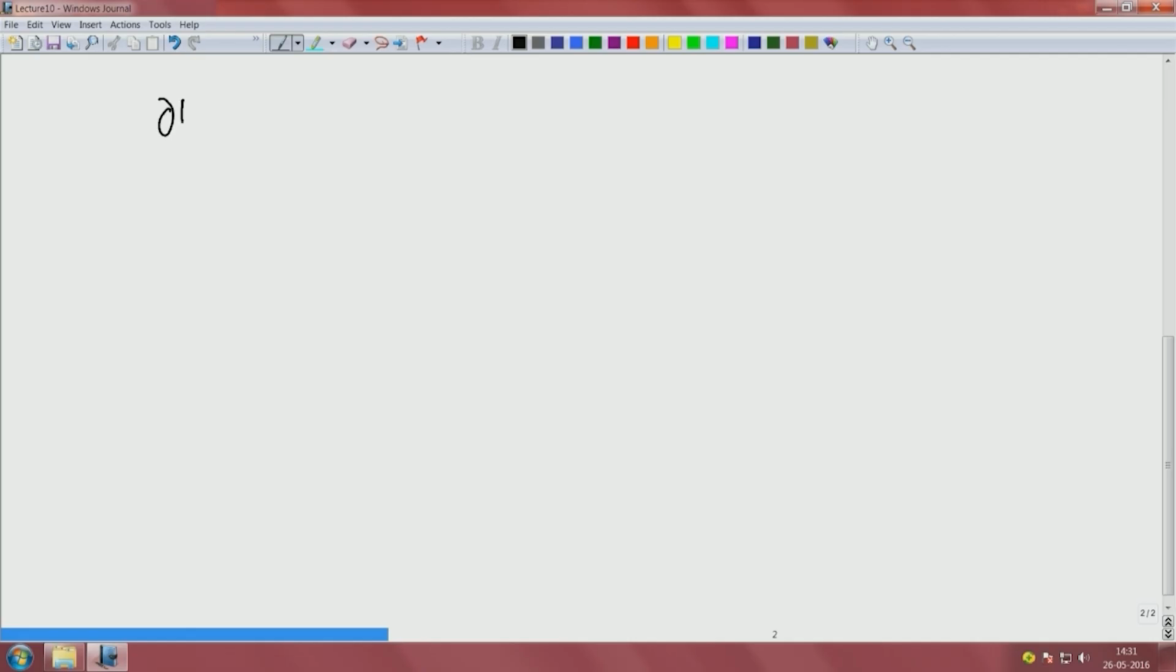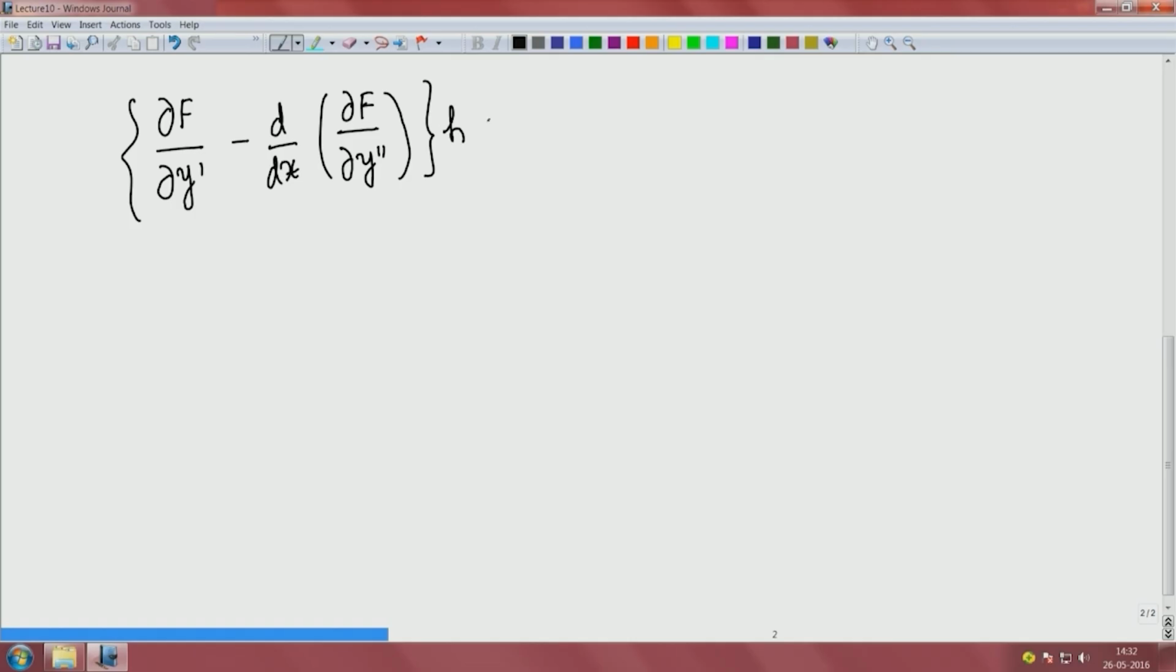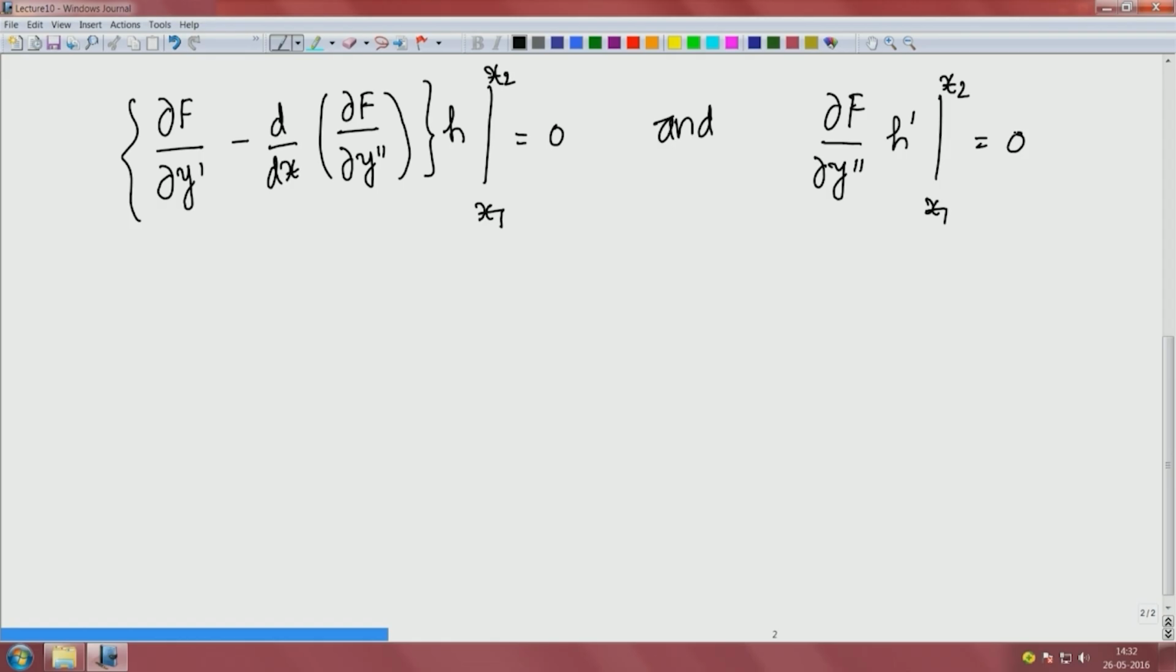One was ∂f/∂y prime minus d/dx of, for a general integrand that has y double prime, I am writing, ∂f/∂y double prime, times h evaluated at the two ends x1, x2 equal to 0, and we also had this ∂f/∂y double prime into h prime, again evaluated at the two ends equal to 0. This is what we had.